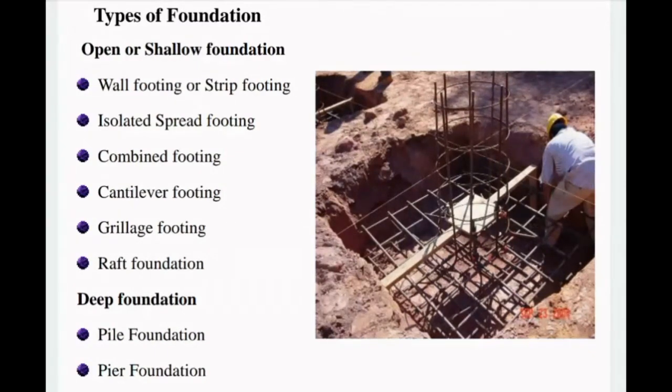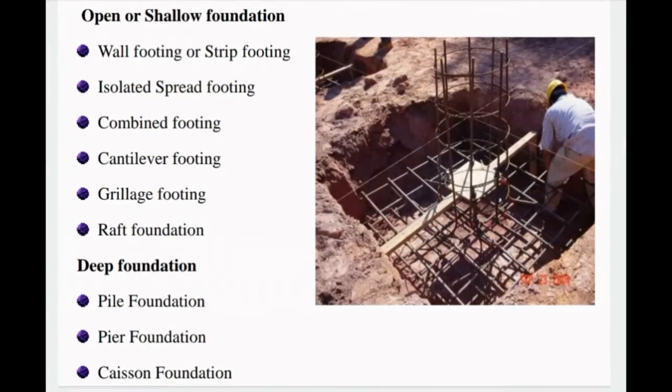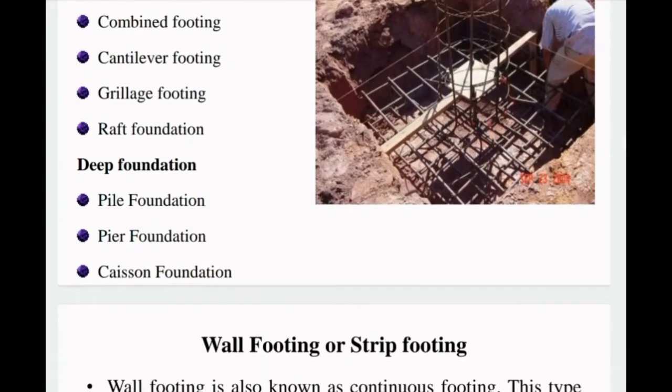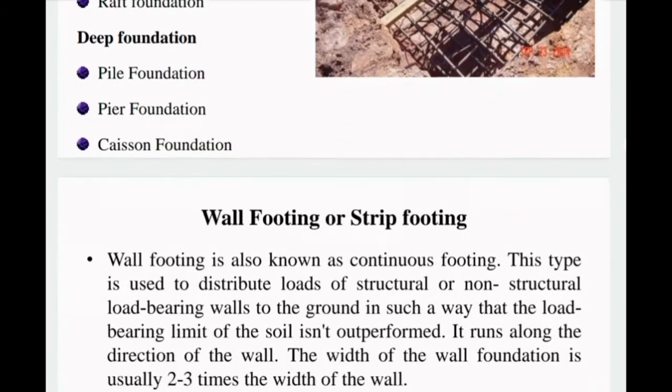In open or shallow foundation, there are 6 types of footings. The first one is wall footing or strip footing. Second is isolated spread footing. Third is combined footing. Fourth is cantilever footing. Fifth is grillage footing. Sixth is raft footing. And in deep foundation, there are 3 types. One is pile foundation. Second is pier foundation. Third is caisson foundation. Now we can see one by one.